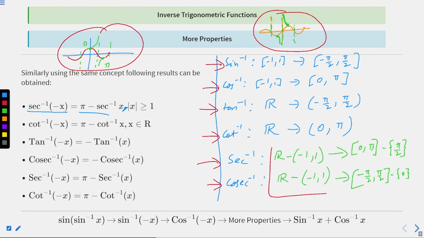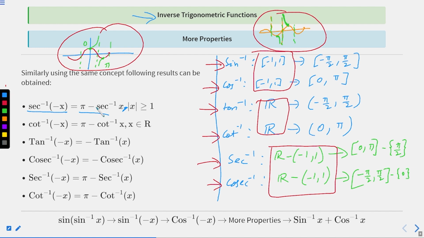So the domain remains the same in these pairs. For cos and sine inverse, the domain remains the same. Tan inverse and cot inverse, the domain remains the same. Sec inverse and cosec inverse, the domain remains the same. I hope that it is clear to you. So in order to solve inverse trigonometric function problems, you must know the domain and the range of the respective inverse trigonometric functions.